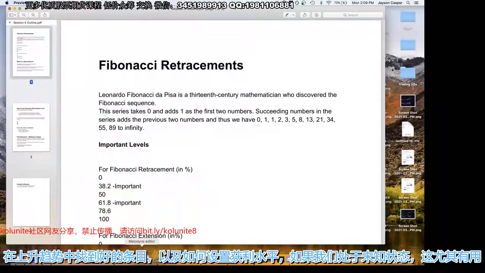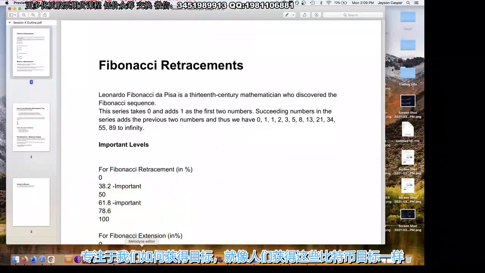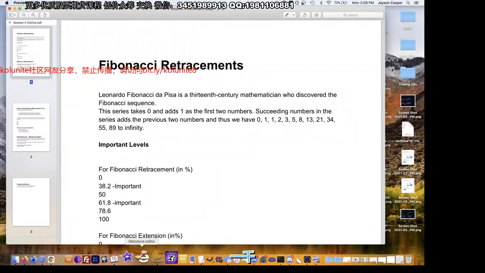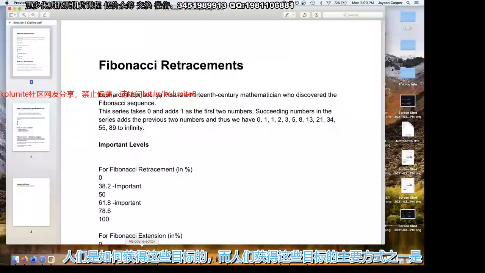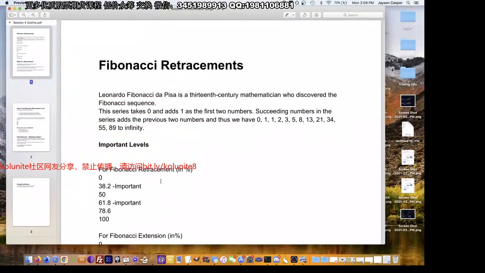And this is especially useful if we are in uncharted territory. So we're going to be focusing on how we can obtain targets. Like people get these Bitcoin targets like 68,000, 70,000. How are people obtaining these targets? Well, one of the major ways people are obtaining these targets is by using Fibonacci numbers.